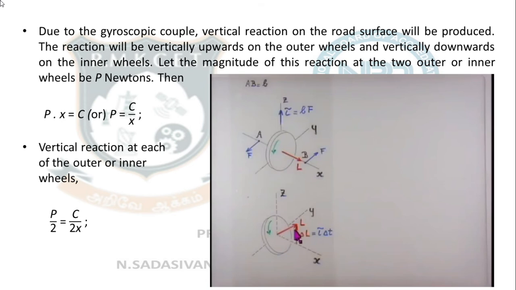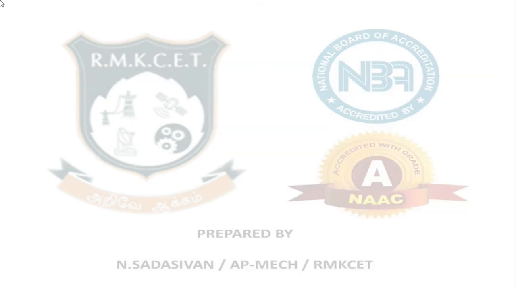Remember very carefully, it is mathematically equal for all the four wheels, but for outer wheels it is pointing upwards, inner wheel it is pointing downwards. Reaction. Okay. Now let us go to the next component of this.